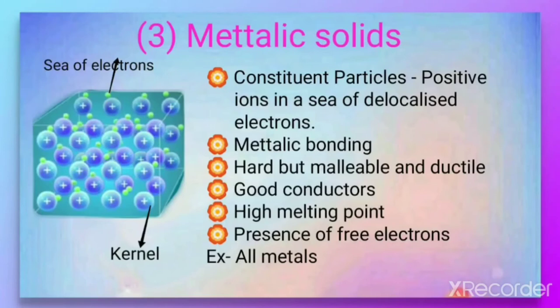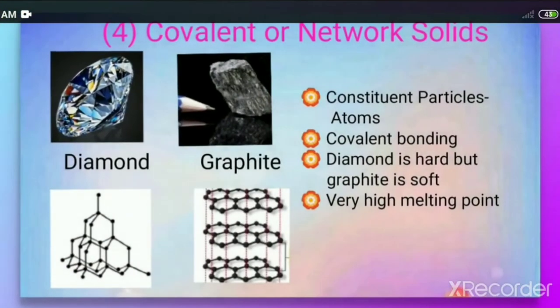They are quite hard but malleable and ductile. Because of the free electrons, they are very good conductors of heat and electricity. They have high melting point. So the examples are all the metals. The next one is covalent or network solids.